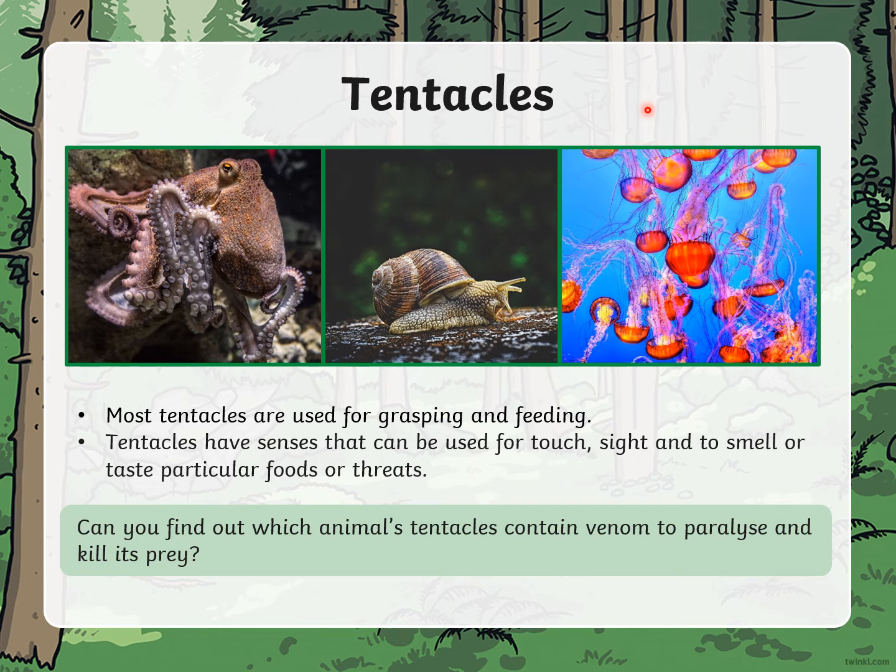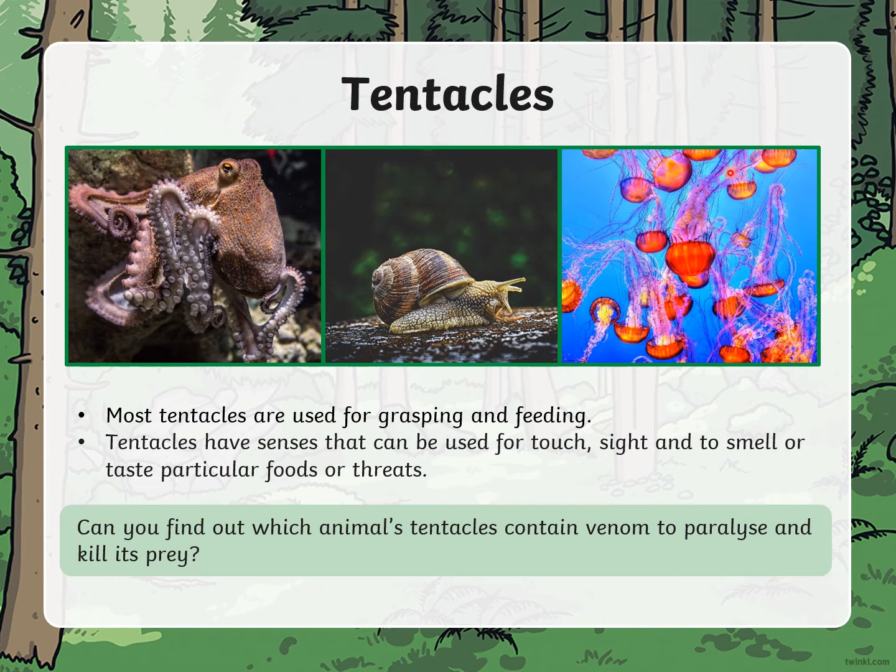Tentacles. Oh, I hadn't thought about tentacles, but that's a really strange different part of a body, or a different part of an animal, isn't it? A body part of an animal, a tentacle. It says most tentacles are used for grasping, that kind of means grabbing, and feeding, as they eat from their tentacles. Oh, weird. Tentacles have senses that can be used for touch, so they can use them to touch things. They can use them for sight, so they can use the tentacles to see and to smell or taste particular foods. That's crazy. So they can use their tentacles for all the senses.